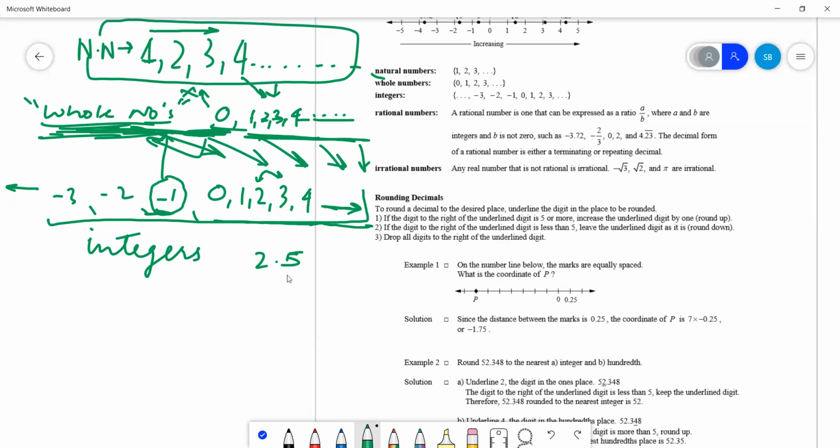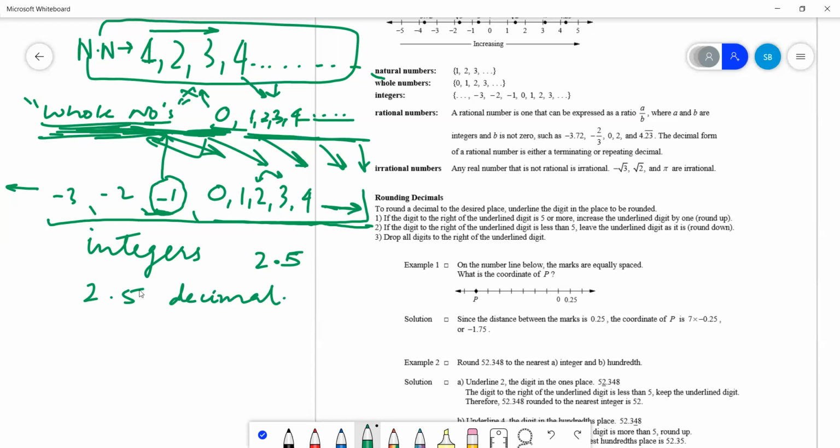Is 2.5 a whole number? No. Is 2.5 an integer? No, it's not an integer, because integers are also complete numbers: 1, 2, 3, 4, -1, -2, -3, -4. That means 2.5 is something else. It is a decimal, having some value after the decimal point, 5 after the decimal point.